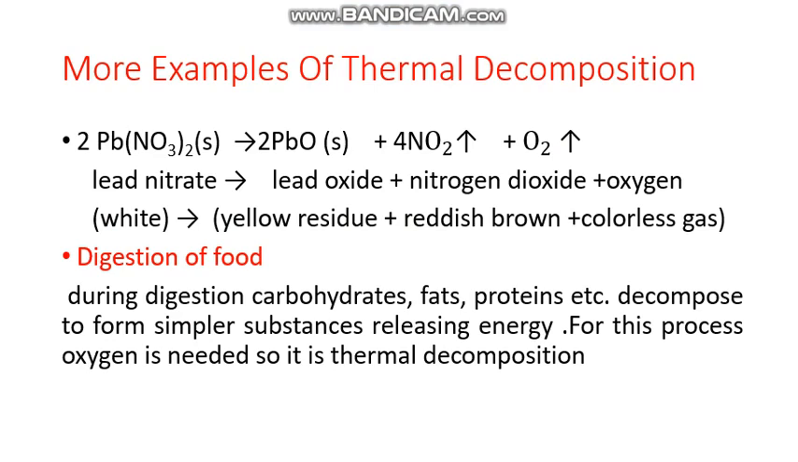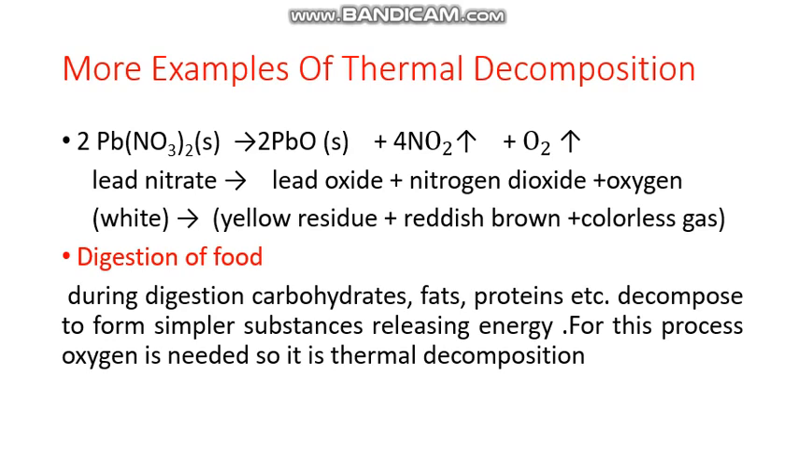Lead nitrate. It is a white colored compound. When it is heated, it breaks down into three important products: lead oxide, nitrogen dioxide, and oxygen. Now lead oxide is a residue which is obtained after the heating of lead nitrate. And when it decomposes, it even gives out two gases. One is a reddish brown gas, nitrogen dioxide, NO2, and a colorless gas, oxygen.